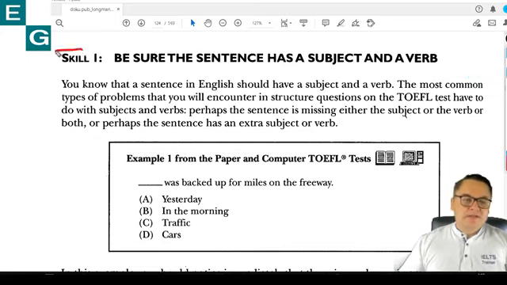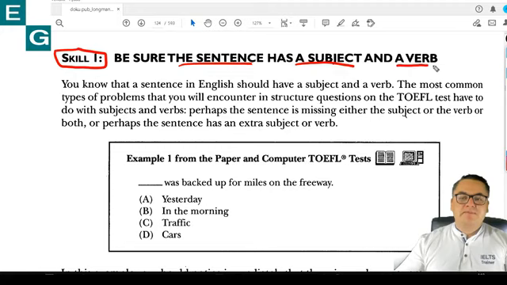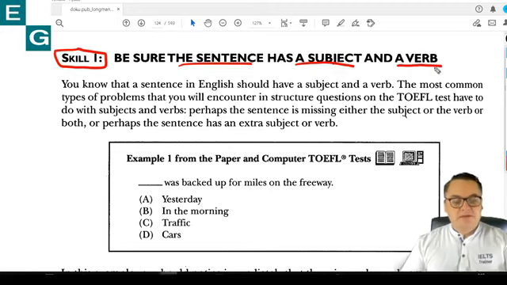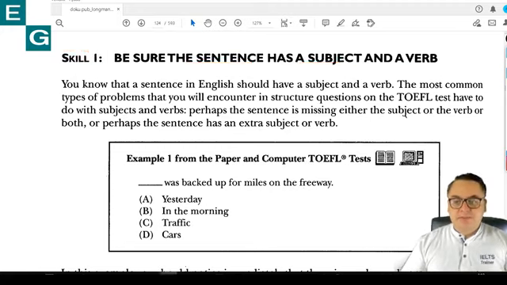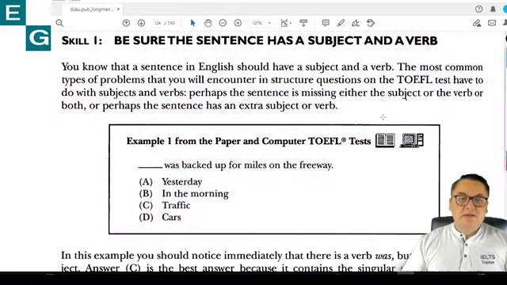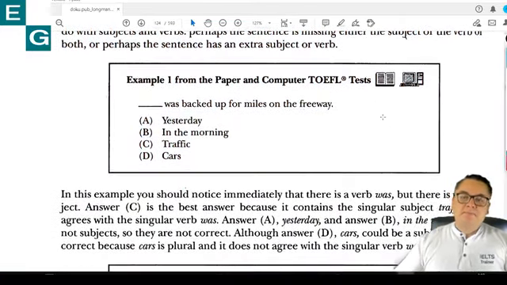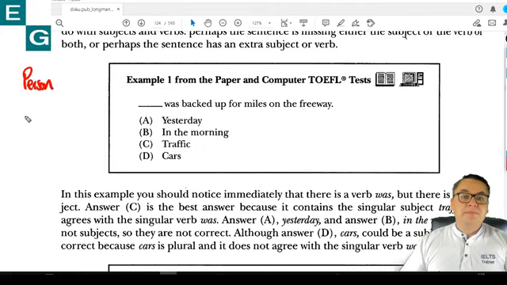The first skill for this section of the test consists in making sure the sentence we have has a subject and a verb. So to talk about that in more detail, we can also say that the subject of the sentence is going to be a person, a place, or an object.